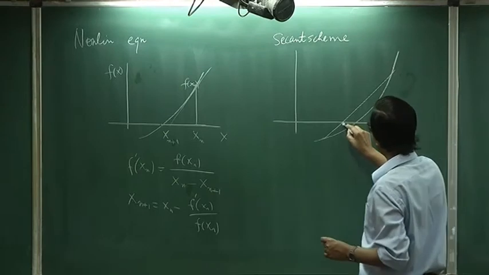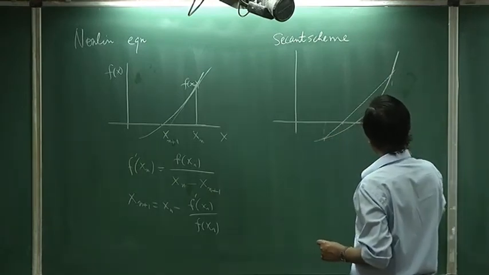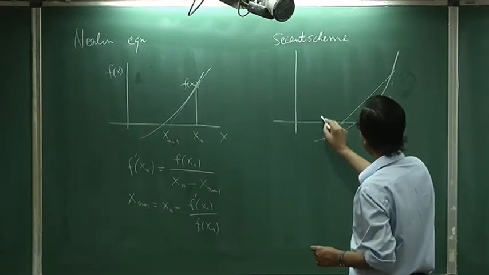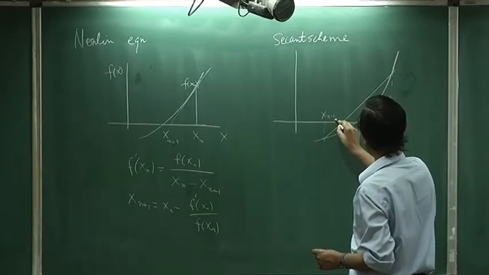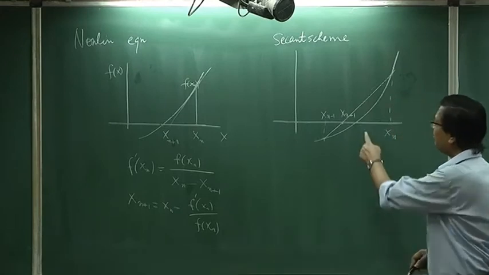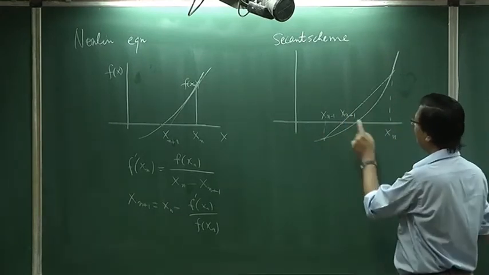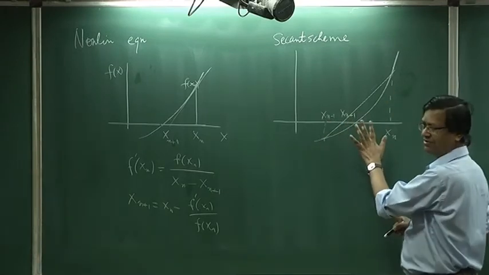So this is my next point. If I call it xn, so this is xn minus 1, xn, and this will be xn plus 1. So this is a new value, fine. These were the old values. So I start from xn minus 1, I go to xn, then from there I can get xn plus 1.